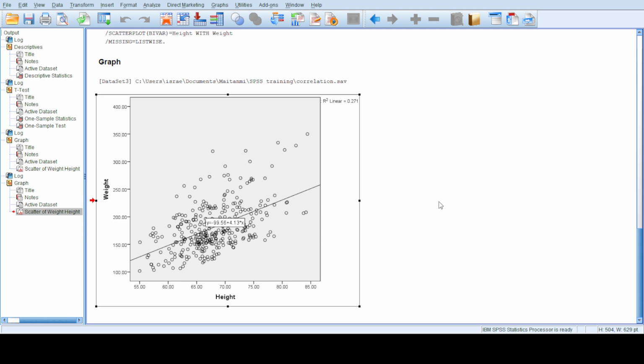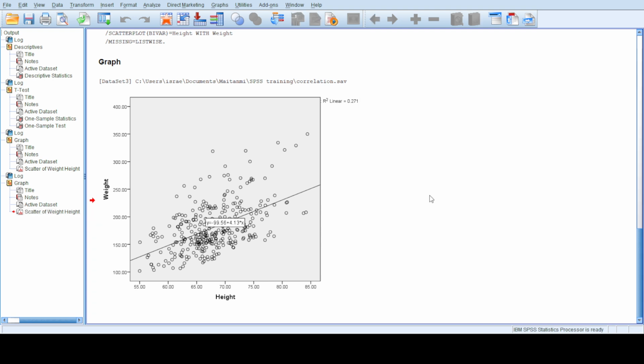Hello, sir. You have the floor, please. Go ahead, sir. About the graph, sir. When I actually plotted it using height on the y-axis and weight on the x-axis, it is different.